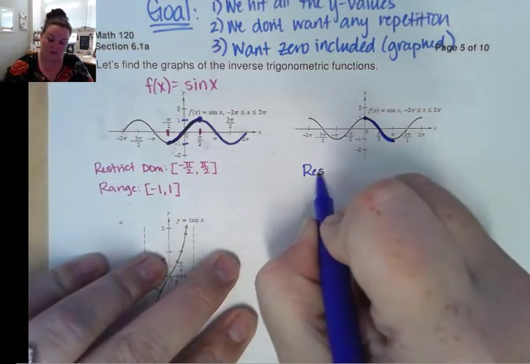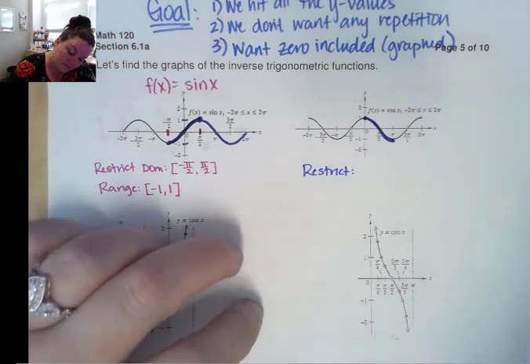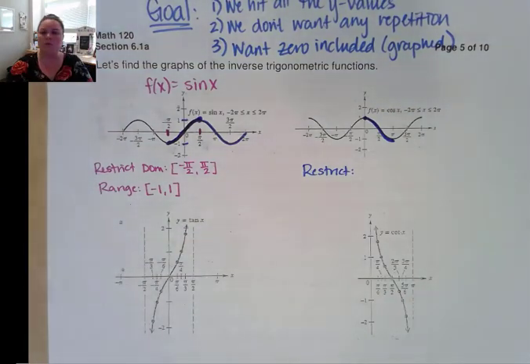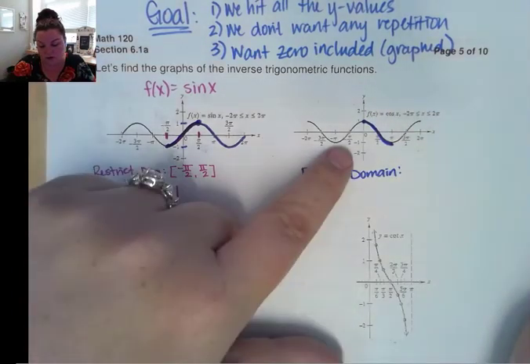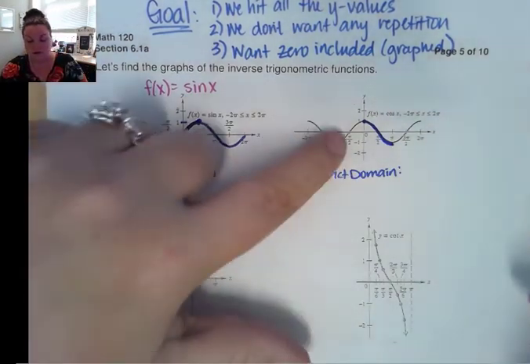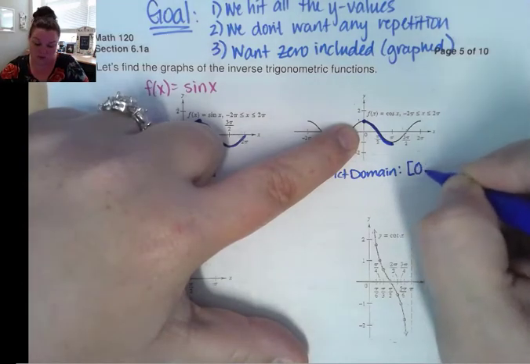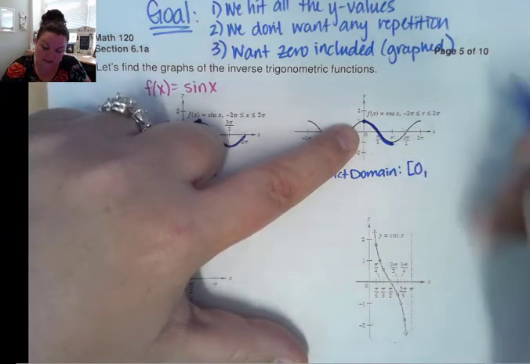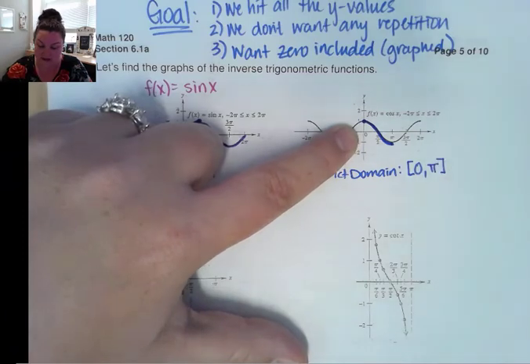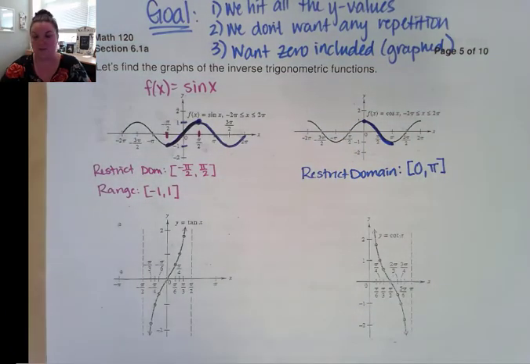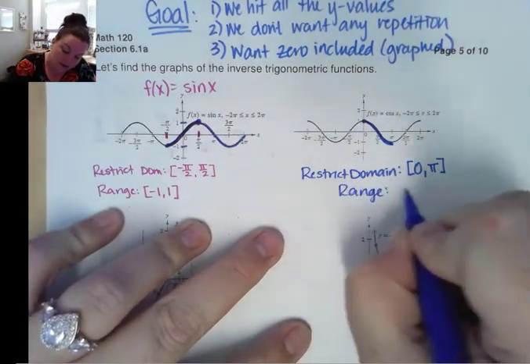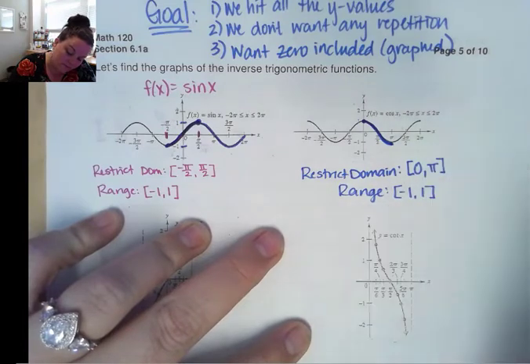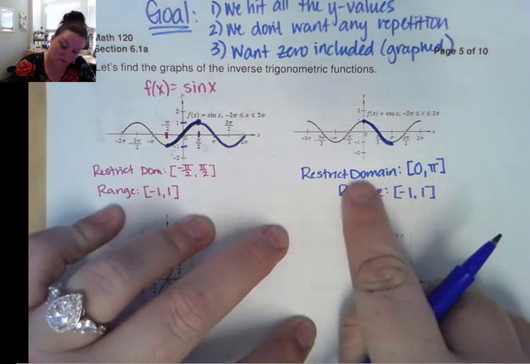And all I need to do is restrict my domain, because normally our domain goes on and on and on, right? But we're going to restrict our domain so that we're not getting repeating y values. So our domain here is going to start at 0, and then it's going to end right here at pi. And we want to include those values so we actually get -1 to 1, right? So make sure you use brackets. And then our range here is going to be -1 to 1.